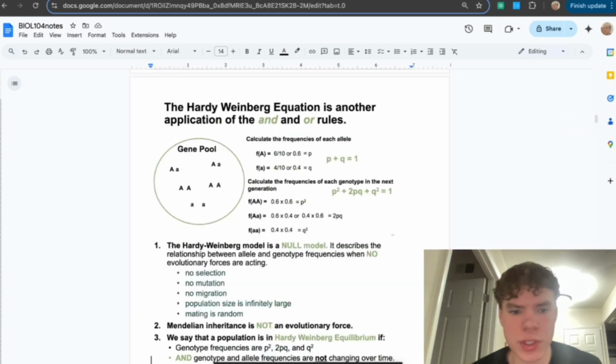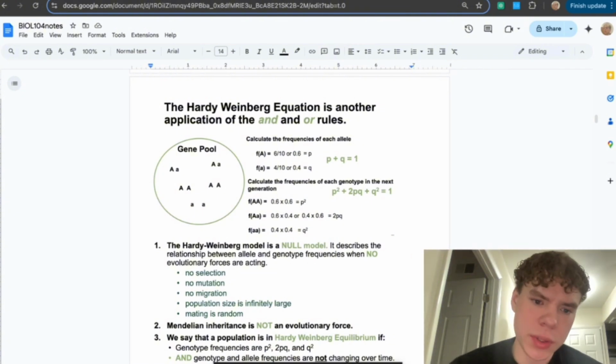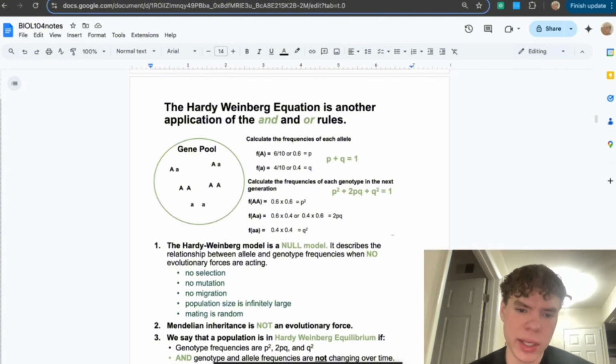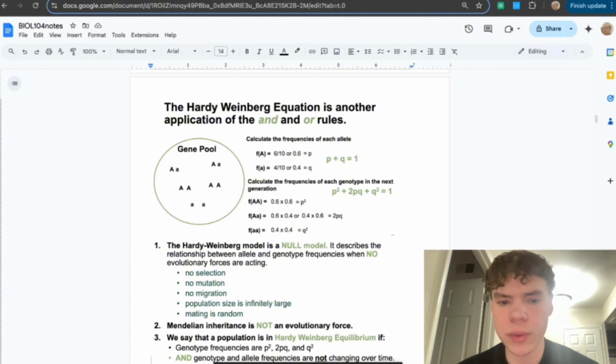Yeah, so if we look at this gene pool, it looks like we have 5 individuals and we have 10 alleles. So it looks like we have 6 dominant alleles, 4 recessive alleles. So we would say our P, which is our dominant, is 0.6. That's the frequency of it. And our Q, which is the frequency of the little allele, is 0.4. So P plus Q equals 1.